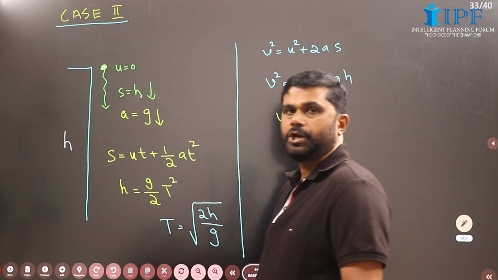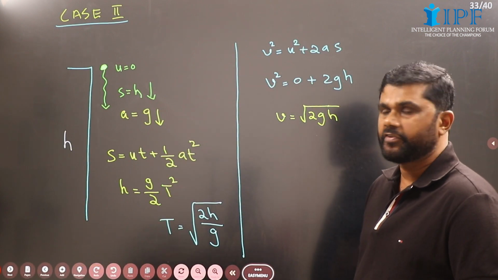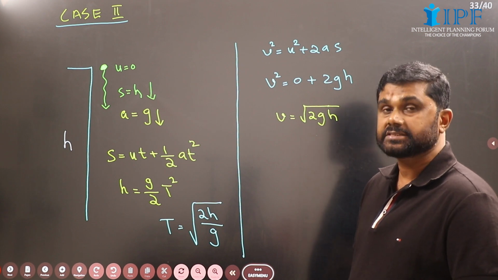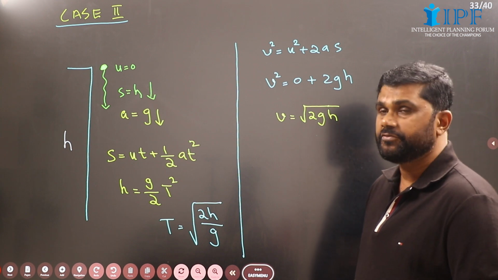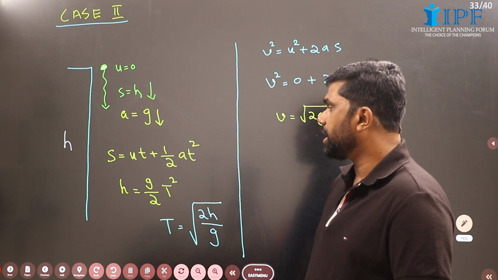Okay. Now this is case 3. A body is released from the top of a tower of height h. Okay, so the initial velocity u equal to 0, acceleration is g, it is directed downwards, and displacement when it reaches the foot of the tower will be h, that is equal to the height of the tower.